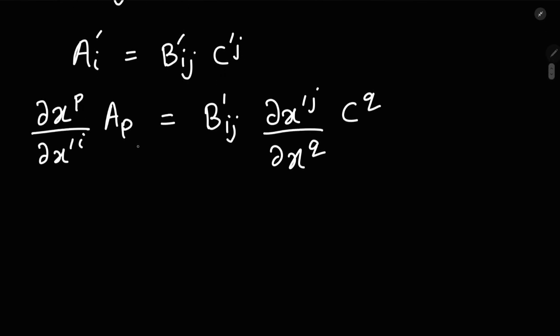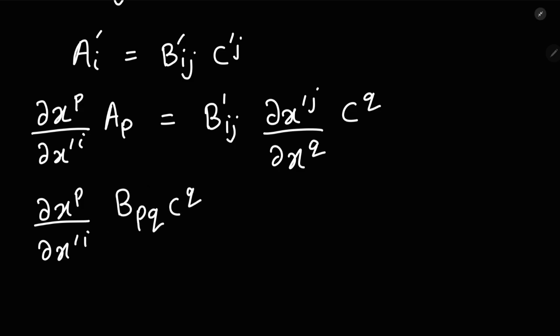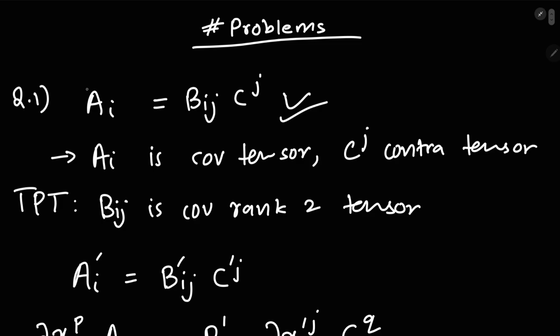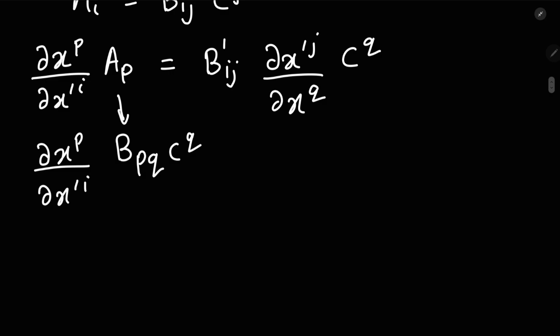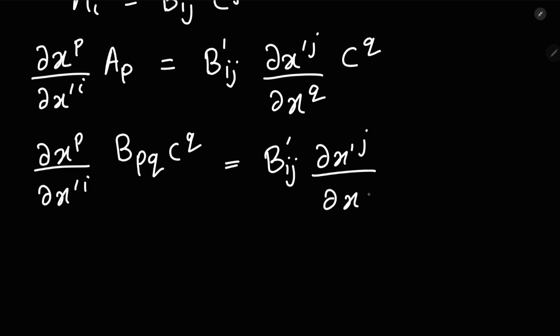Now this Ap can again be written, by our original equation, as Bpq Cq. This is just the identity, this equation that we have been given. I'm just using that. So we have this on the left hand side now, which is equal to Bij prime del x prime j upon del xq Cq. Note that I have used the same q here to sum over. This is just a dummy index, so it doesn't matter what letter I use.